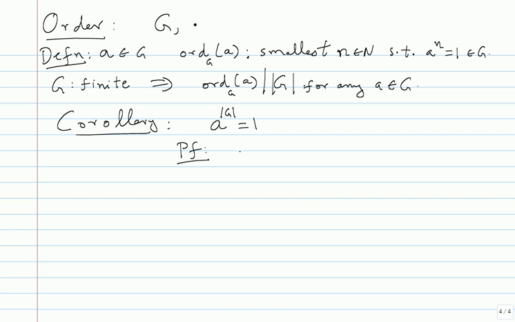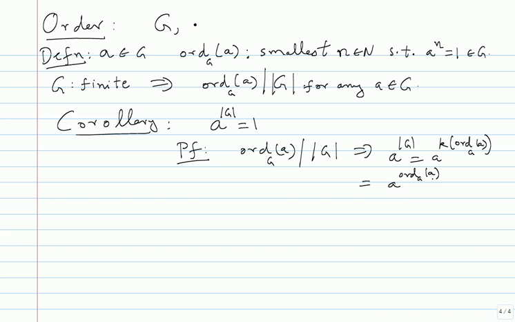I know order of a in g is going to divide the size of g. That implies a power size g is going to be some constant k times order of a in g. Now I can rewrite this as what? A power order of a raised to the power k, and this becomes 1. Okay. So that's the way to prove such results.